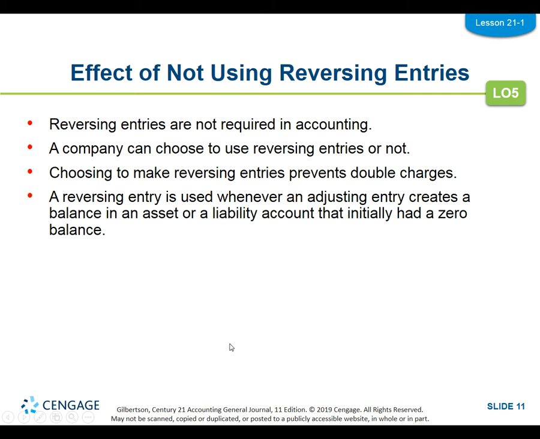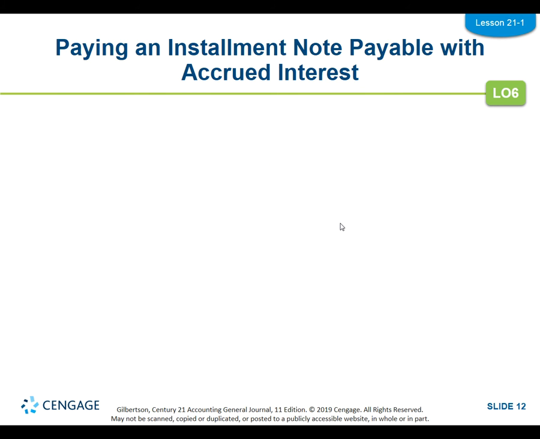Okay? Here are the effects of not using reversing entries. They are not required in accounting. You don't have to do them. A company can choose to use reversing entries or not. Choosing to make reversing entries prevents double charges, which can be confusing. Reversing entry is used whenever an adjusting entry creates a balance in an asset or a liability that initially had a zero balance. Okay?